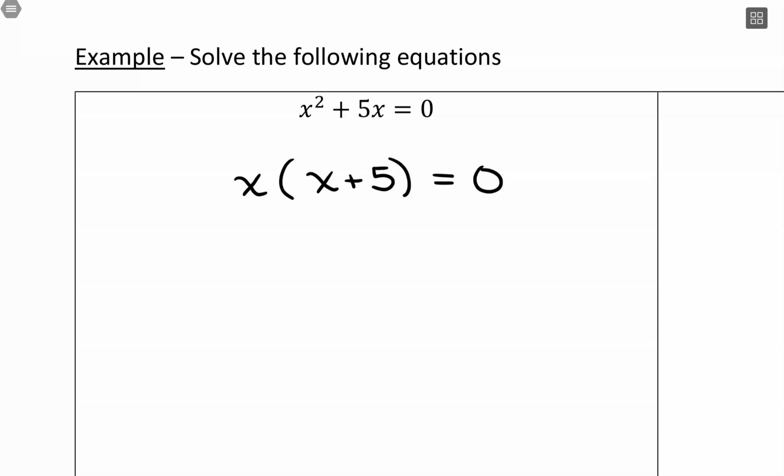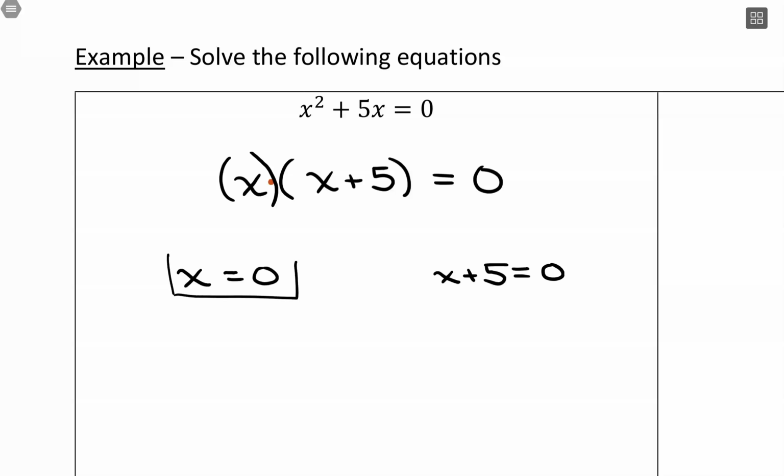Now we still end up with that zero product property because we have these two pieces multiplying together. We have x times x plus 5 equals 0. So that means x has to be 0 or x plus 5 has to be 0. So we do split into these two cases. And if it helps, you could even kind of visualize parentheses there around the x. But we're going to have x equals 0 or x plus 5 equals 0.